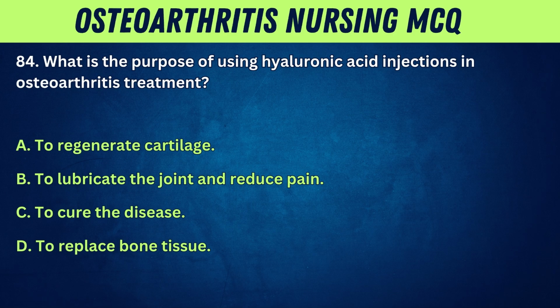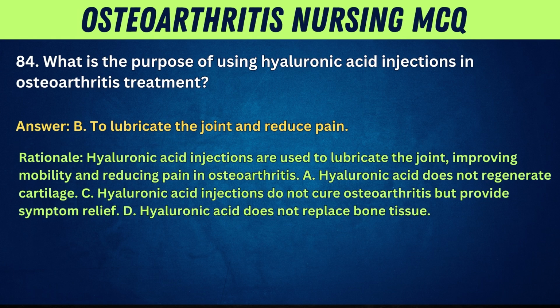84. What is the purpose of using hyaluronic acid injections in osteoarthritis treatment? A. To regenerate cartilage. B. To lubricate the joint and reduce pain. C. To cure the disease. D. To replace bone tissue. Answer: B. To lubricate the joint and reduce pain.